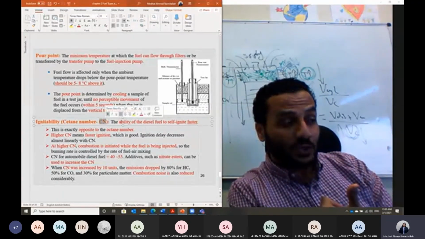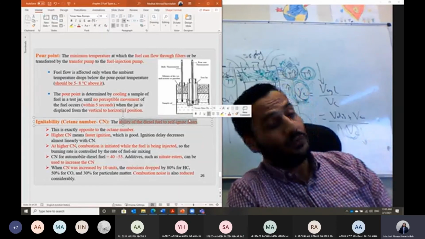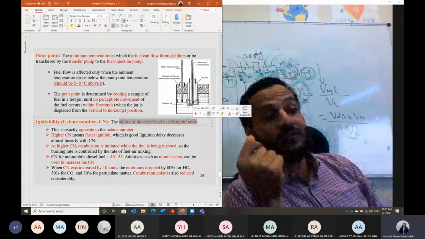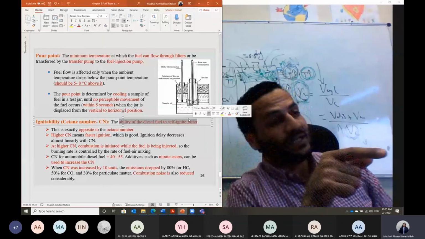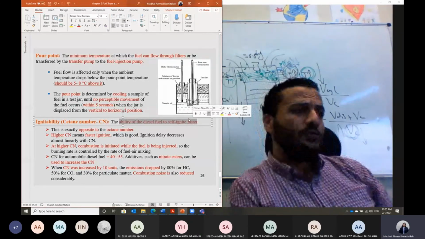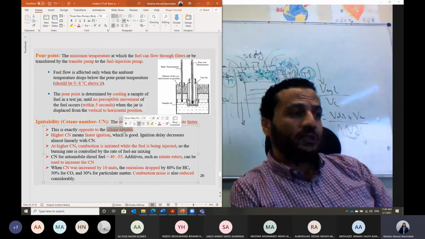That means the fuel is able to self-ignite very fast. So if we use the diesel fuel in a gasoline engine, the fuel will self-ignite very fast, and it will cause severe engine knock in this case. Okay? So the cetane number is totally opposite to the octane number of the fuel.